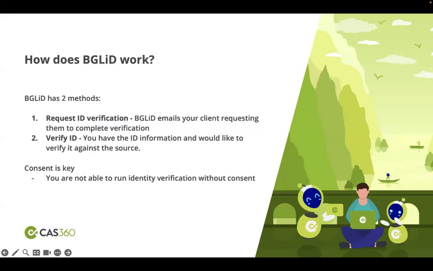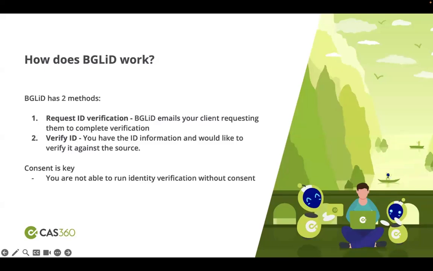So your client will receive the email, they will open it and follow the link to launch BGLiD. They will be required to then enter their identity document information and submit it. Once they've submitted their details, their work is done here. You will then receive an instant result verifying that the information provided is correct. So in your CAS 360 software, in the notification bell, you will be able to see the notification coming through, whether an ID has successfully passed or failed.